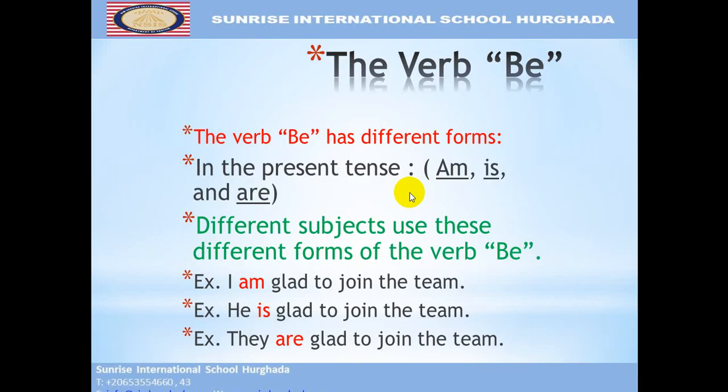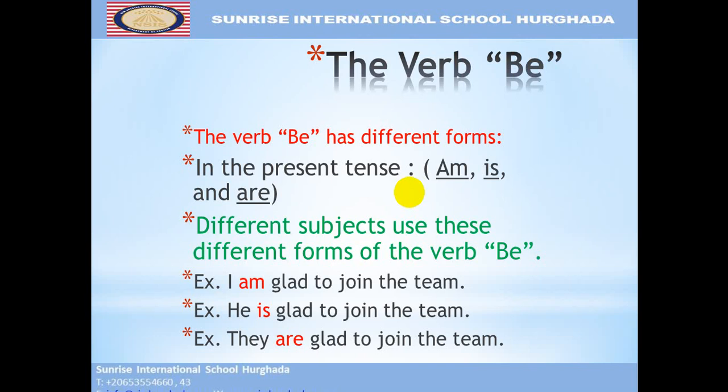So, the verb be has different forms. In the present tense, we use the forms am, is, and are. And we use each form for different subjects. For example, I can say, I am glad to join the team. So in that case, am takes which subject? The subject I.